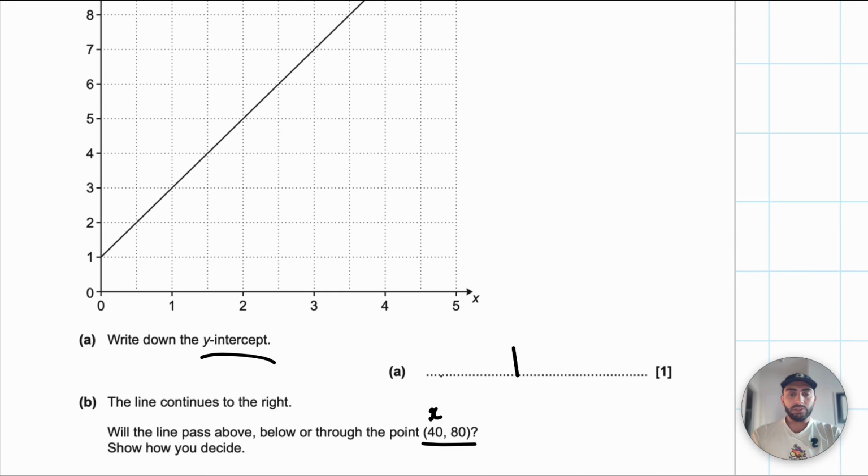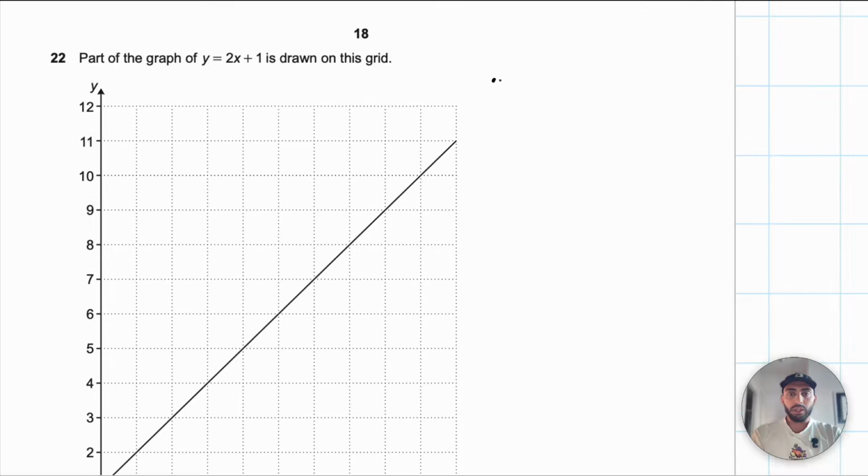So we need to sub in the value of x, and then we can decide what will happen. So let's just sub in x is equal to 40. So when x is equal to 40, we're swapping this x with a 40. The y coordinate will be 2 multiplied by 40 plus 1. 2 times 40 is 80. 80 plus 1 is 81. The coordinate when x is 40, y will be 81.